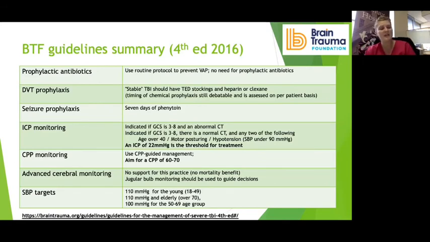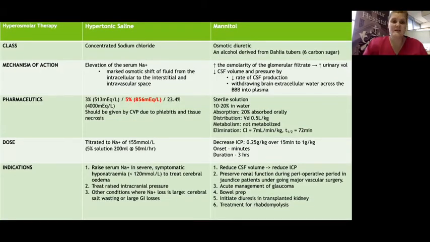And then the Brain Trauma Foundation guidelines do also include systolic blood pressure targets for various age groups, and I've left them there for your study. Okay, then a few things that we'll very quickly run through. I'll also just mention one or two things, but I've typed out the table so that you guys can use it as study notes. But just a few things on hypertonic saline versus mannitol.